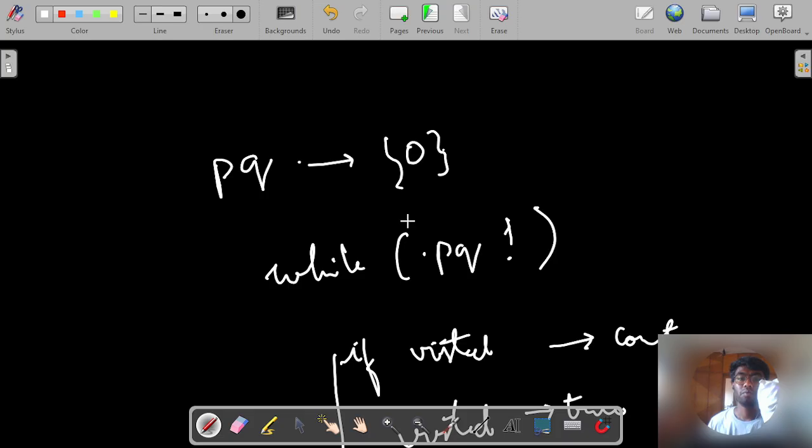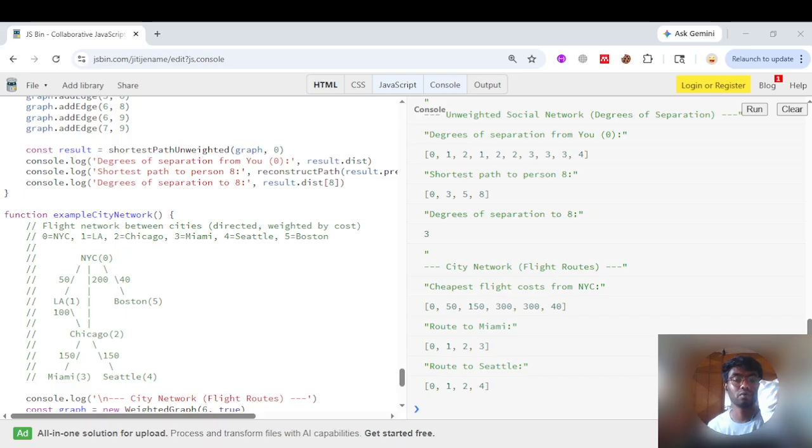Maybe I will switch to the JSPin editor. We will quickly go through the code and quickly understand. But please do look into the common algorithms playlist where I've explained Dijkstra's in detail. So let me switch to JSPin and quickly walk through the code that we have.